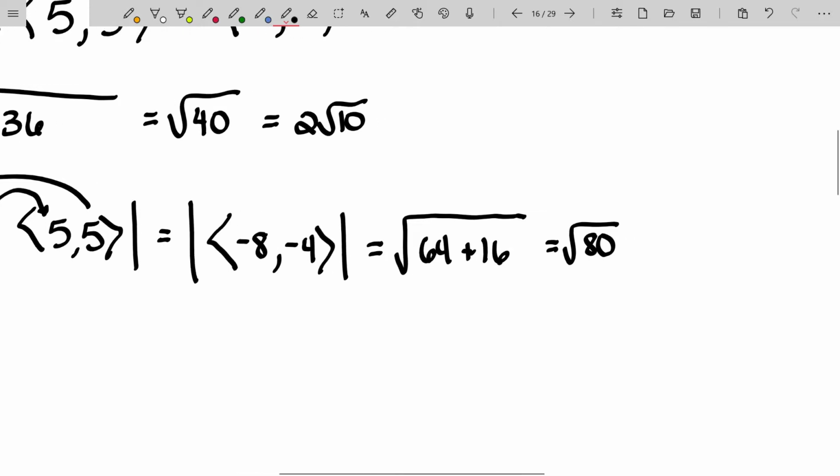And let's see, I think that's 16. Nope, that's not. Yeah, it is. 16 times 5, and square root of 16 is 4. So that's 4 root 5.